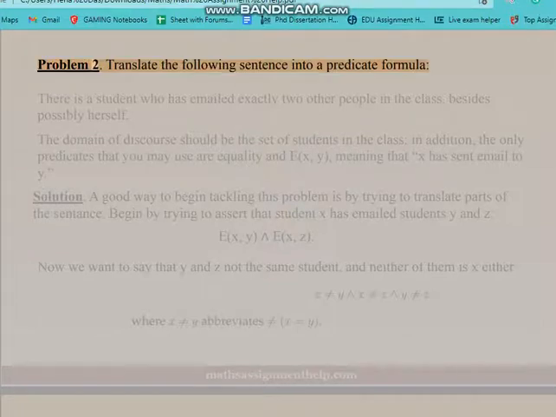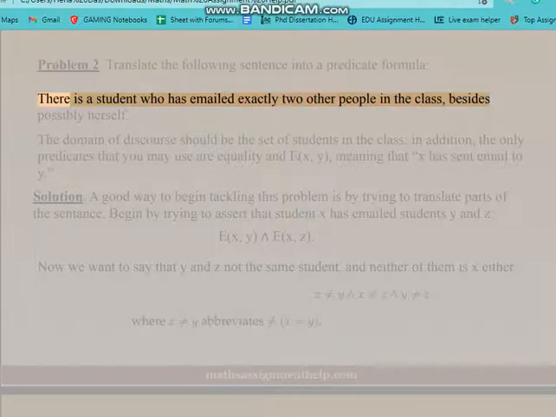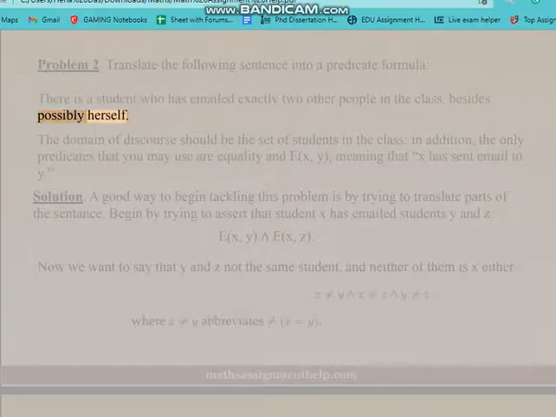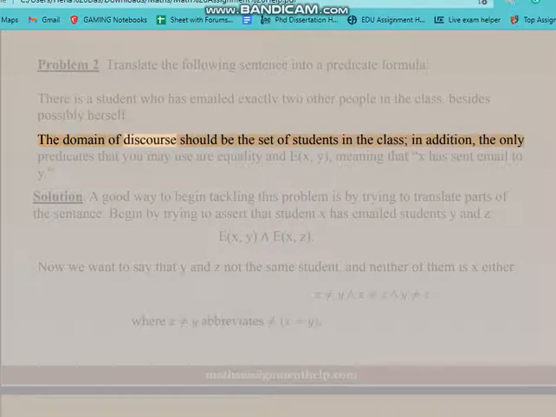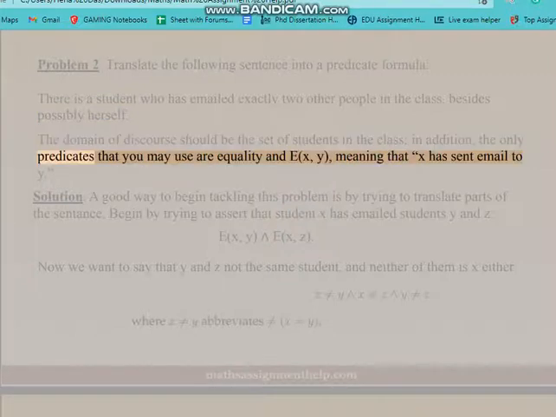Problem 2. Translate the following sentence into a predicate formula. There is a student who has emailed exactly 2 other people in the class, besides possibly herself. The domain of discourse should be the set of students in the class. In addition, the only predicates that you may use are equality and email(x, y), meaning that x has sent email to y.